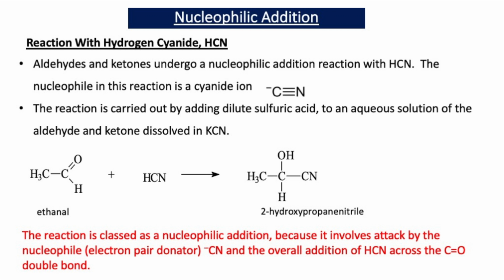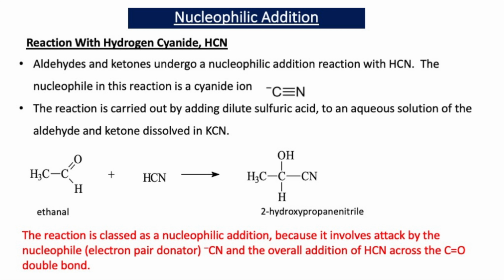And notice that we've added a carbon to the chain. Ethanal had 2 carbons in it. This compound has 3 carbons. So this is a great way of adding a carbon to the chain. Now the reaction is classed as a nucleophilic addition because it involves attack by the nucleophile, an electron pair donor, in this case the CN-, and the overall addition of hydrogen cyanide across the C=O double bond.